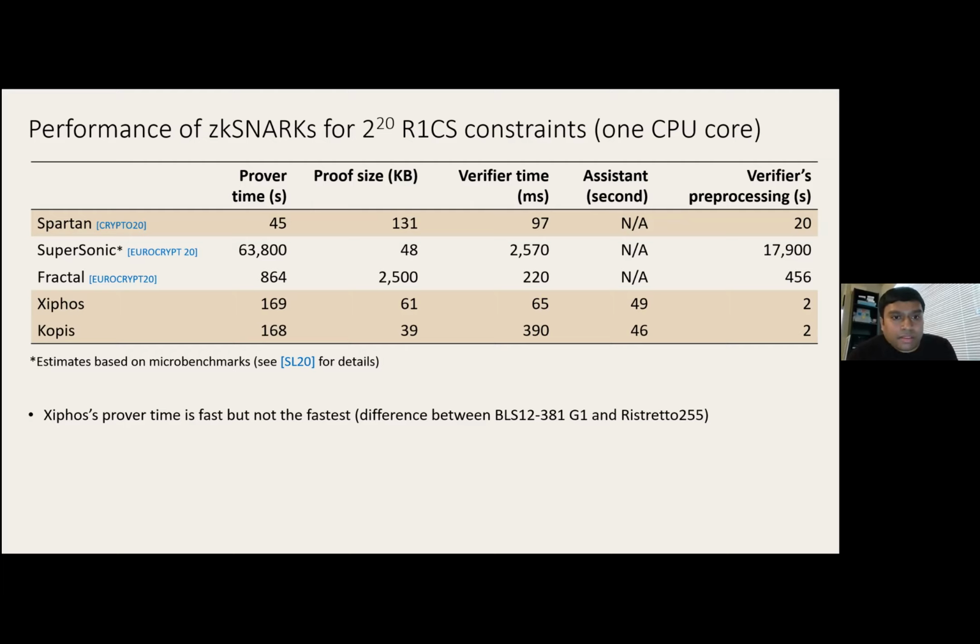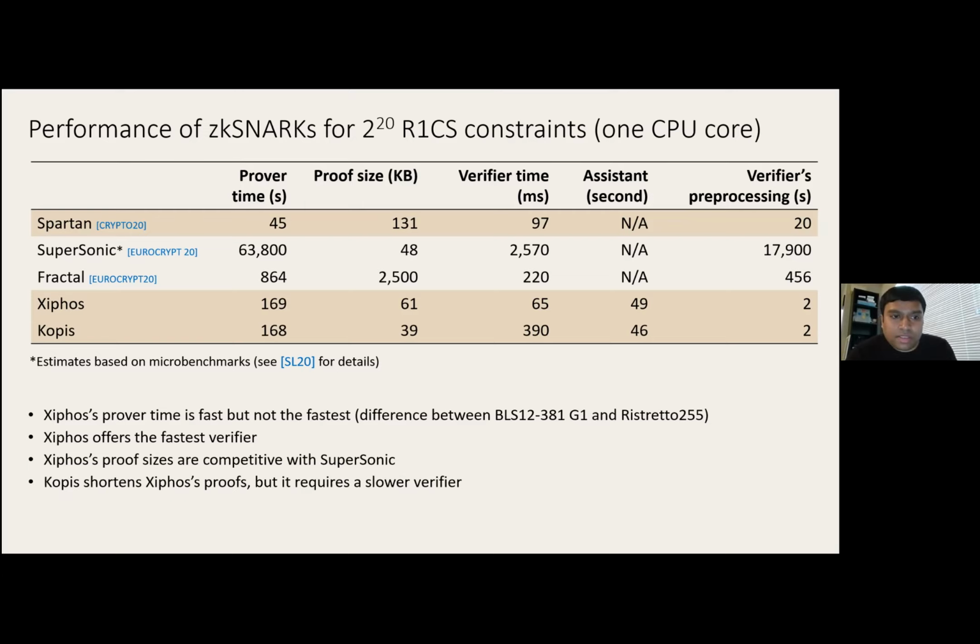But Xiphos is faster than all other SNARKs depicted here. Xiphos offers the fastest verifier. Xiphos's proof sizes are competitive with Supersonic. Kopis, which is a small variant of Xiphos, shortens Xiphos's proofs, but it requires a slower verifier, both asymptotically and concretely. And the technique that I described for speeding up the verifier's pre-processing cost reduces pre-processing time significantly.